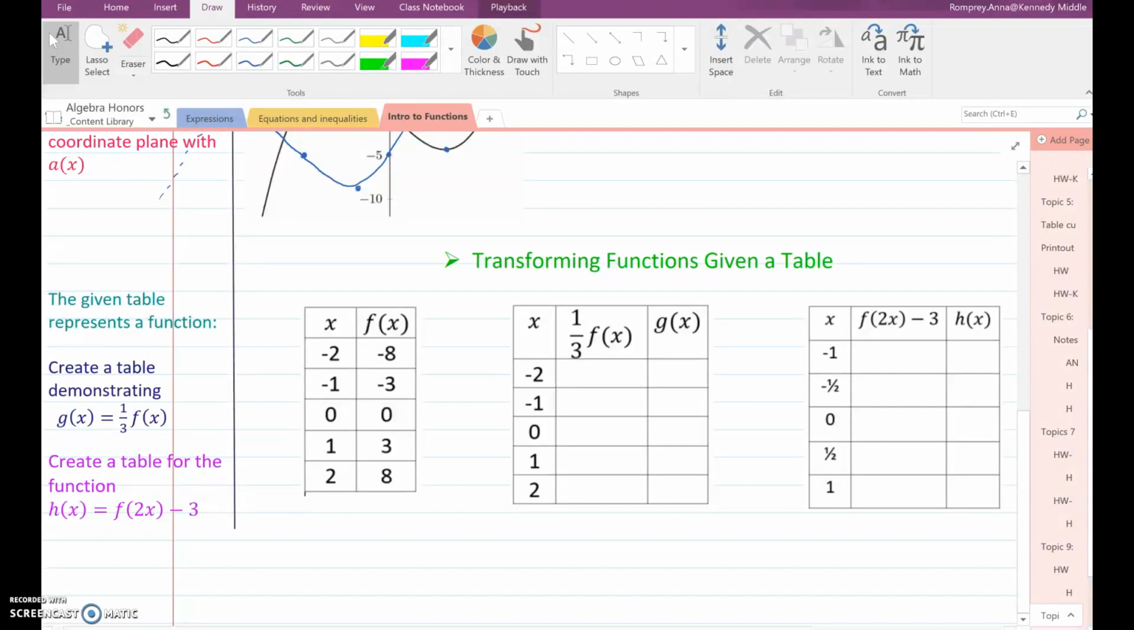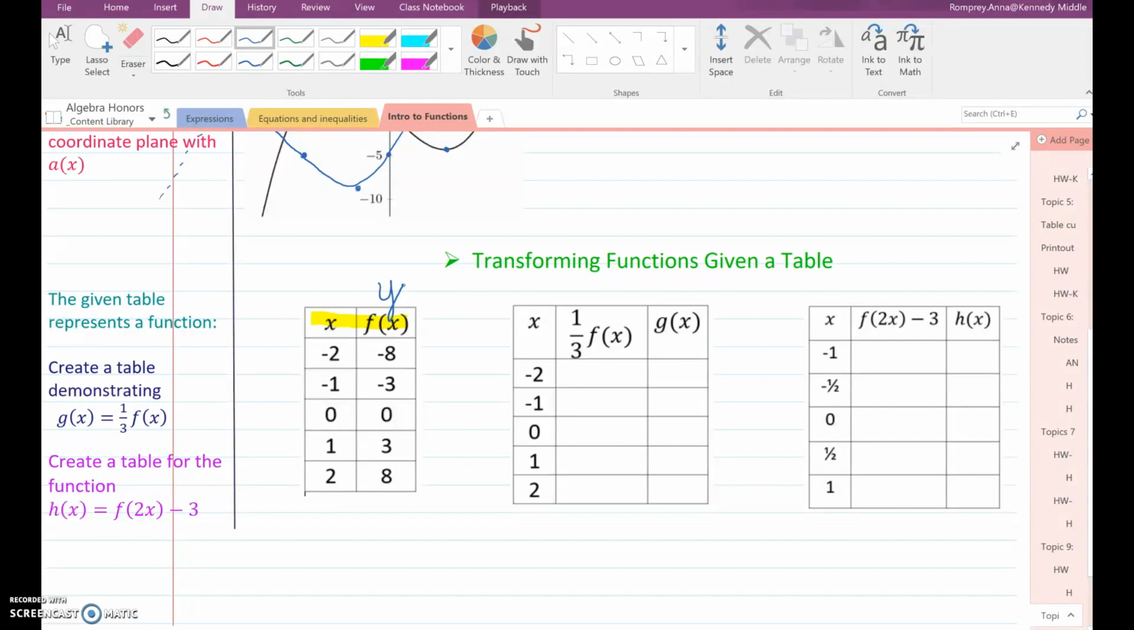Okay, so the first one says the given table represents a function. So we have the function f of x. Now remember, f of x is just a fancy way of writing y. So if you're ever getting confused, just replace the f of x with y. All right, so we have our first function. Got a lot of input and output values. It's looking a little weird. So I don't know, we'll see if you can figure out what type of function that is. If not now, you definitely will be able to later.